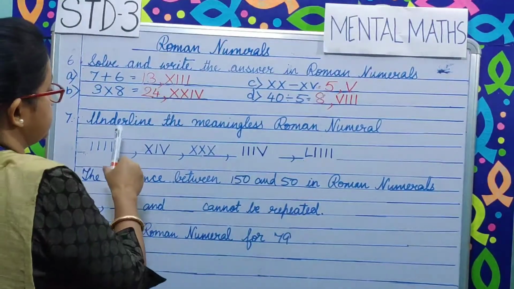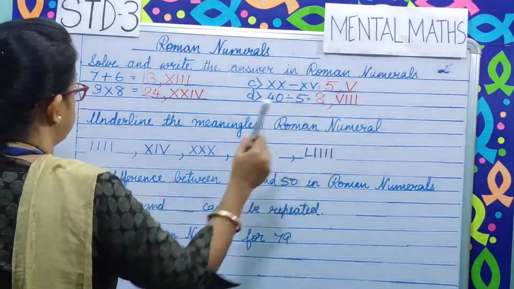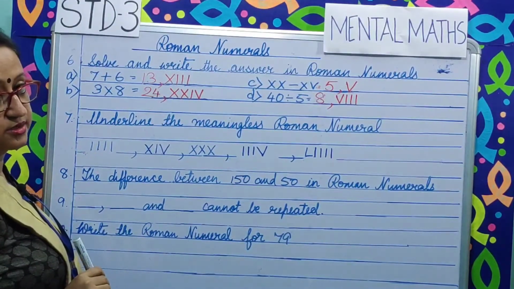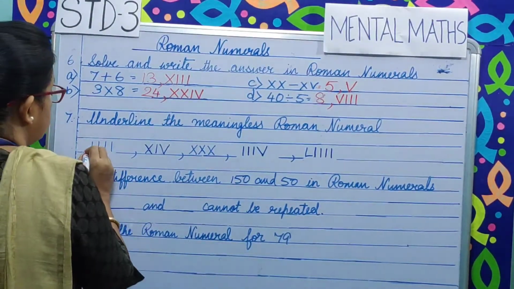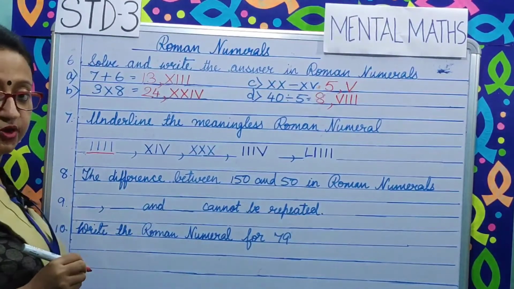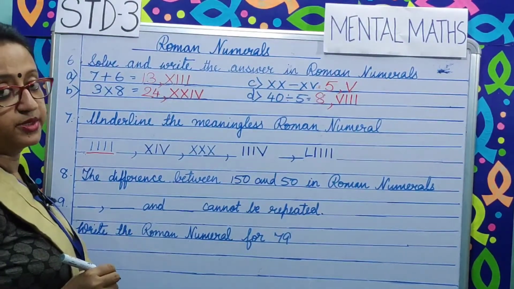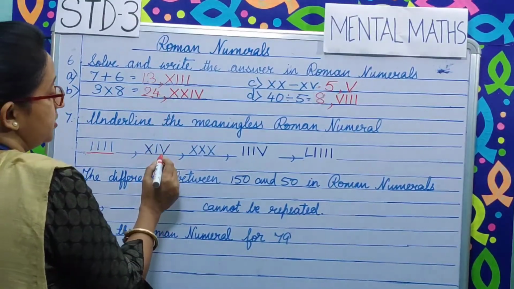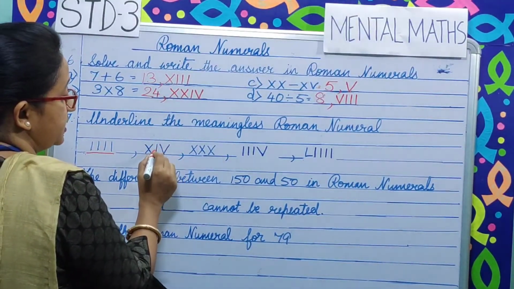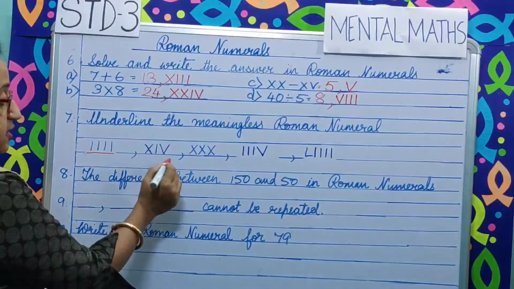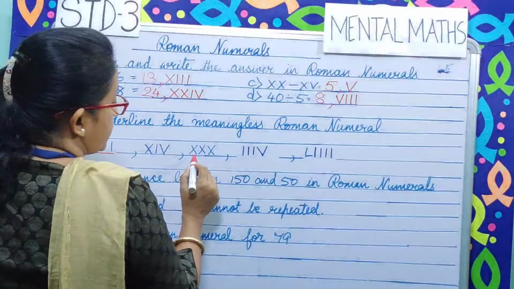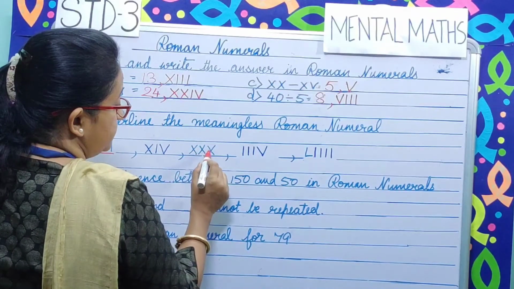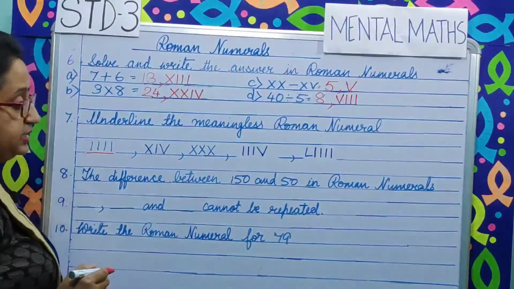Now the seventh question. Underline the meaningless Roman numeral. IIII. So 4 I's means it is meaningless because we have already read that a symbol cannot be repeated 4 times. XIV, 10. Then over here 5 minus 1 is 4. So it makes it 14. So this one. Now 10 plus 10 plus 10 makes it 30.